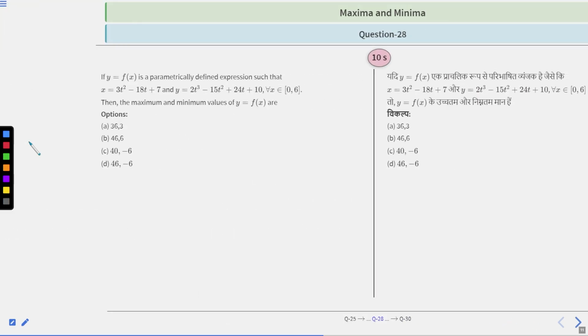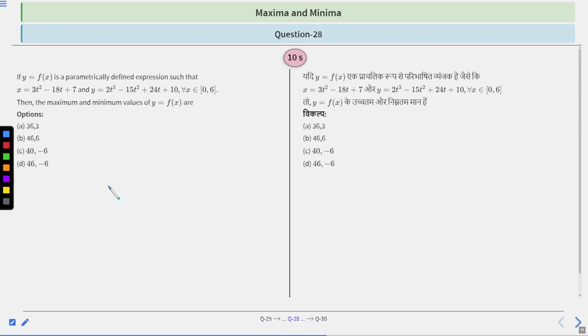Now let's move to the next question, question number 28, which says: if y is equal to f(x) is a parametrically defined expression such that x is equal to 3t square minus 18t plus 7 and y is equal to 2t cube minus 15t square plus 24t plus 10, for all x belonging to 0 to 6, then find the maximum and minimum values of y at y is equal to f(x). The hint of this question is that we are given x and y in terms of t. So we can easily calculate dx by dt and dy by dt, and we can find dy by dx by using dy by dt upon dx by dt, right? Clear?